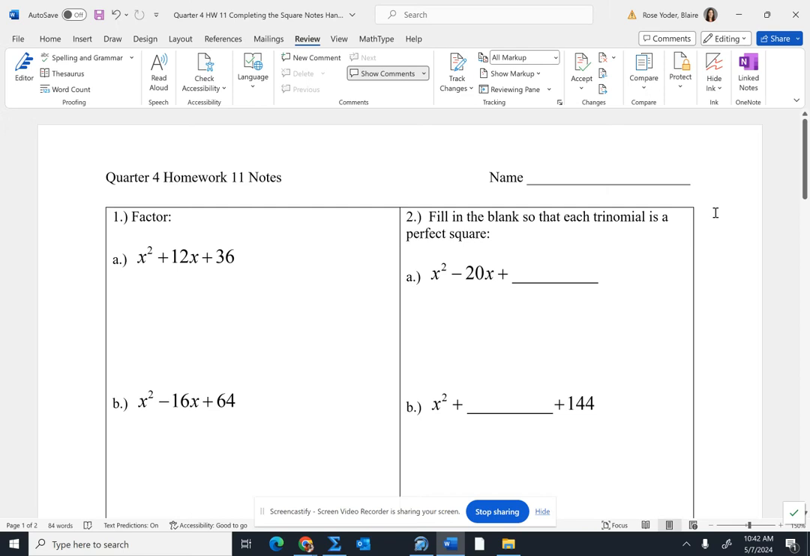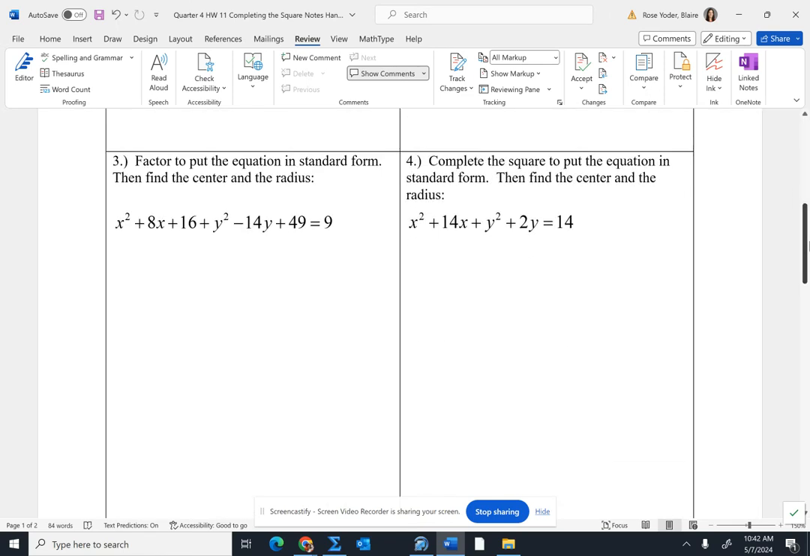Hi, everybody. I'm about to show you how to complete the square. You might be wondering what that is or why that would be necessary. If you take a look at this equation in example 4, it is an equation for a circle.